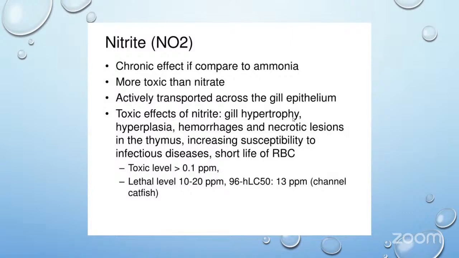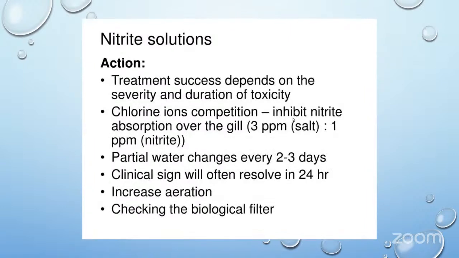In hatcheries, nitrite can be controlled by installing biological filters and addition of chloride as sodium chloride and calcium. Effective removal of organic waste, adequate aeration, and proper use of fertilizers are the methods to prevent the accumulation of nitrite to toxic levels in pond culture. Treatment success depends on the severity and duration of toxicity. Chloride ion competition inhibits nitrite absorption over the gill.